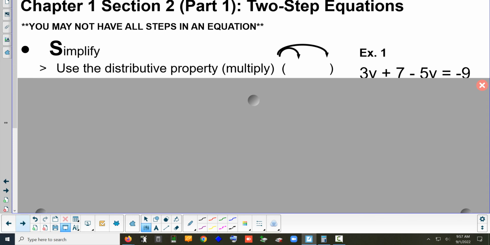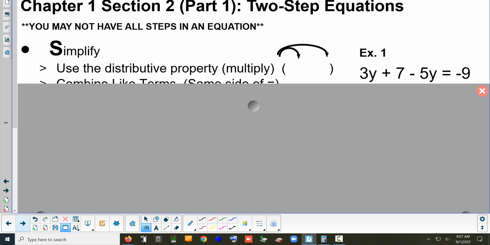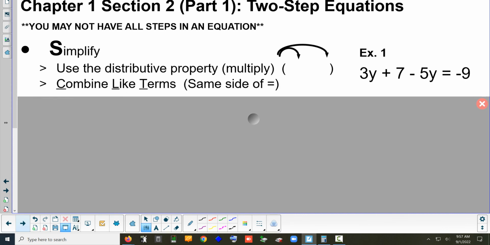How do you generally know if a problem has distributive property? What symbols are you going to look for in the problem? Yeah? The parentheses. So if you see a problem with parentheses, then we know it's distributive. And we do that first. The next thing we do under simplify is CLT, combine like terms.